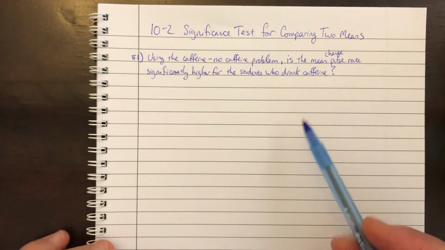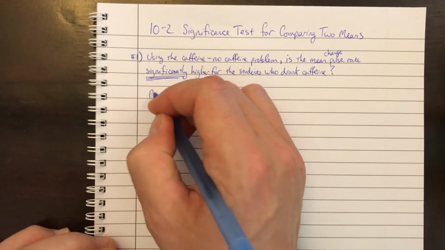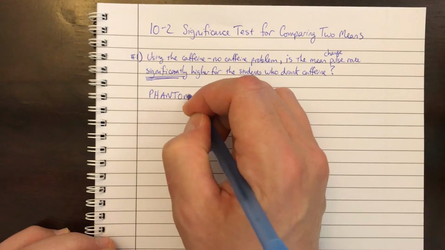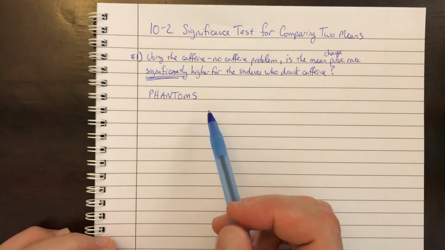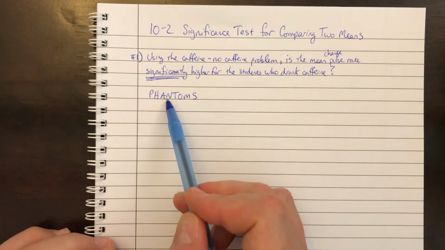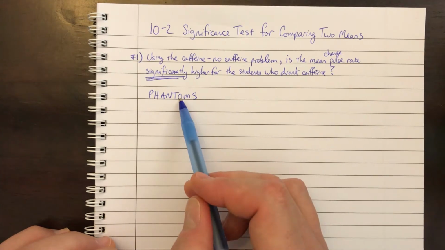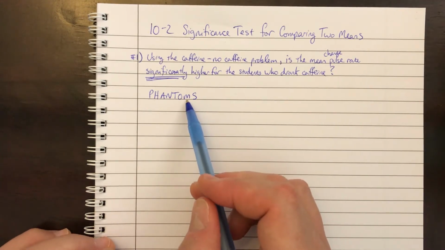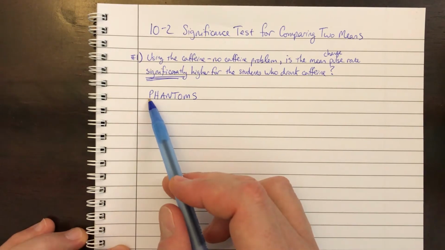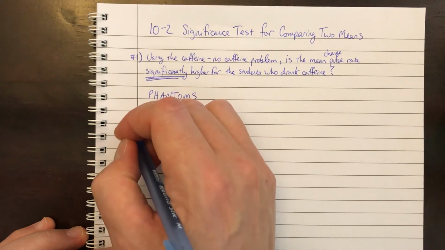And in this case, for a significance test, this is where we use the acronym PHANTOMS. So we have our parameter, our hypotheses, the assumptions, we name the test, we find the test statistic, and we obtain the p-value, and then we make a decision and we state our conclusion. So the parameter is going to be the same that we did before.